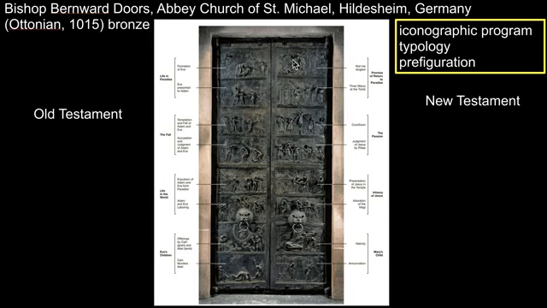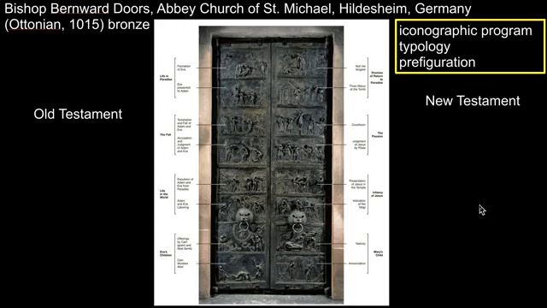Each scene from the Old Testament is paired with a scene from the New Testament, as the Old Testament events or prophecies have counterparts in the New Testament. A problem in the Old Testament story is resolved in the New Testament, or a story in the Old Testament, like the story of Jonah that we talked about in the early Christian period, sets up a type or pattern.